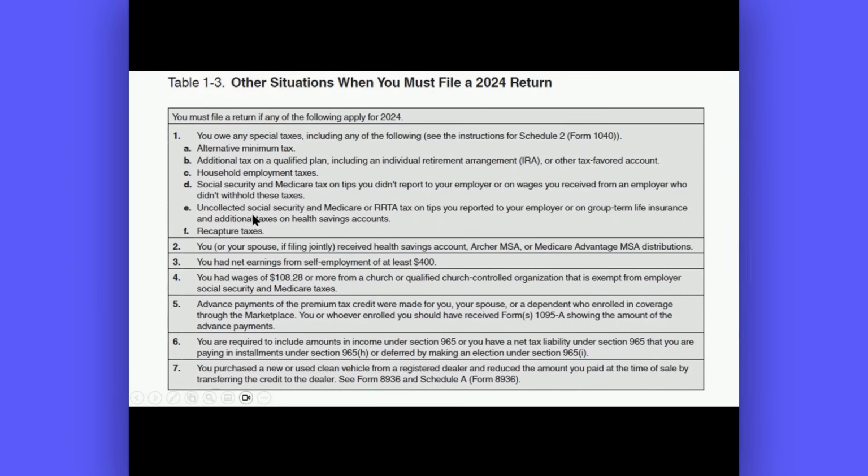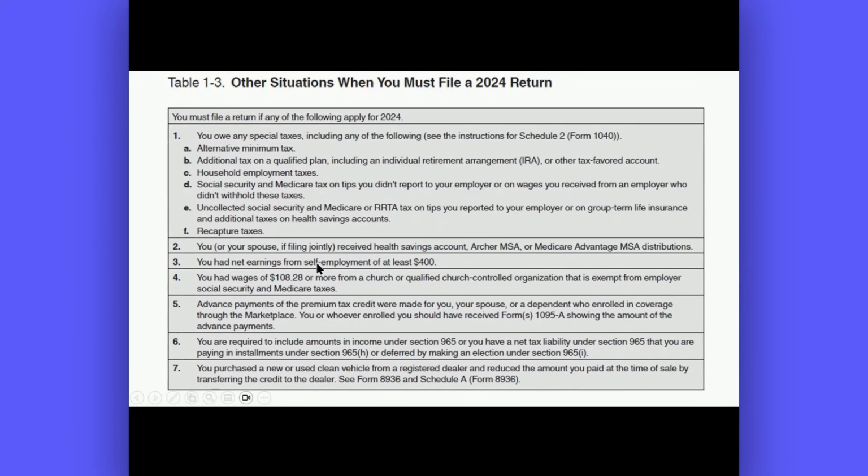If you have any uncollected Social Security and Medicare tax on tips that you reported to your employer, or on group term life insurance and additional taxes on health savings accounts. Again, not very common, but if you have those things, then you need to file a return. Or if you owe certain recapture taxes, such as depreciation recapture that we'll talk about later, then you have to file a 1040. Next is if you or your spouse received any distributions from a health savings account or these other special types of health related accounts, then you have to file a return.